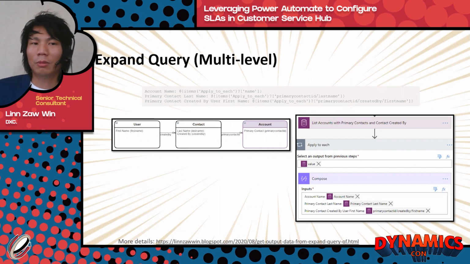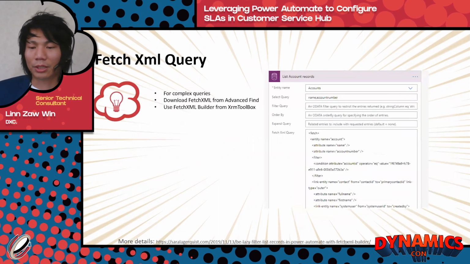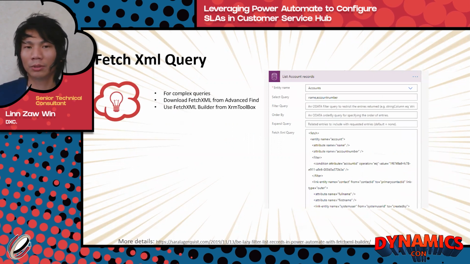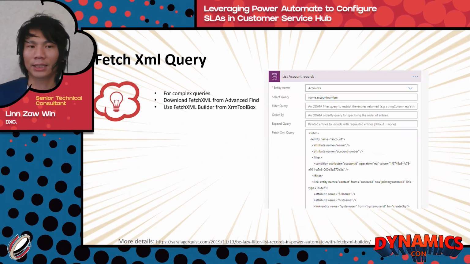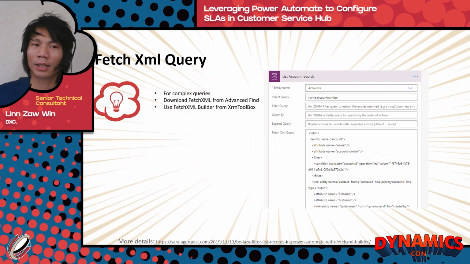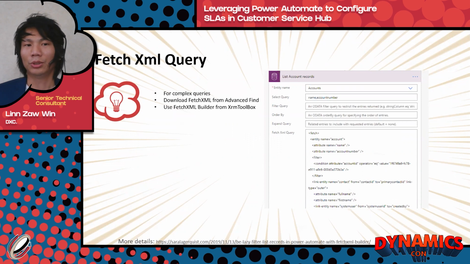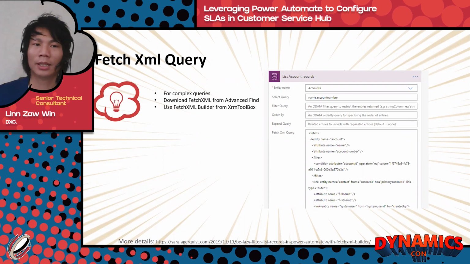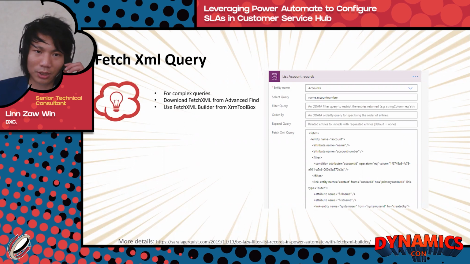And if the query is really complex and not achievable with the OData query, we can use the fetch XML query. And it's easy to get the fetch XML because we can use the advanced find and just download the fetch XML from the advanced find. We can also use the fetch XML builder from the XML toolbox.